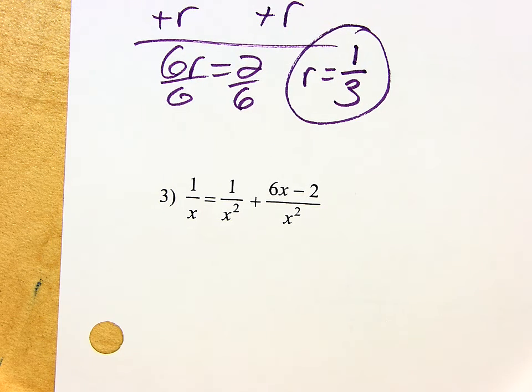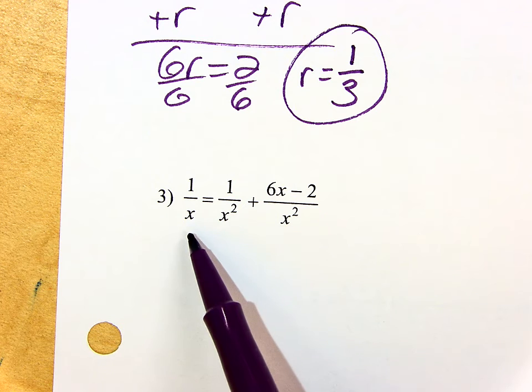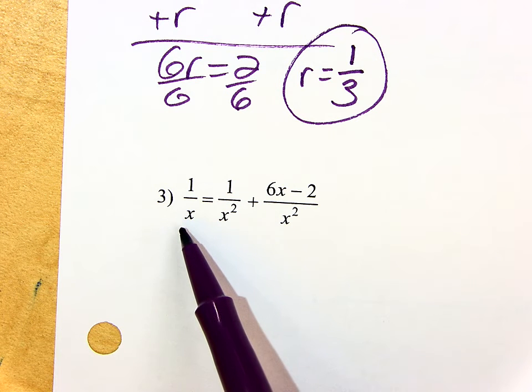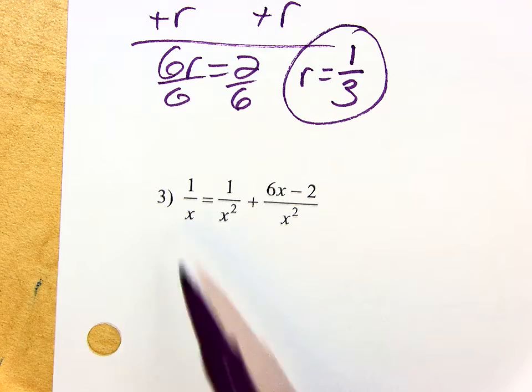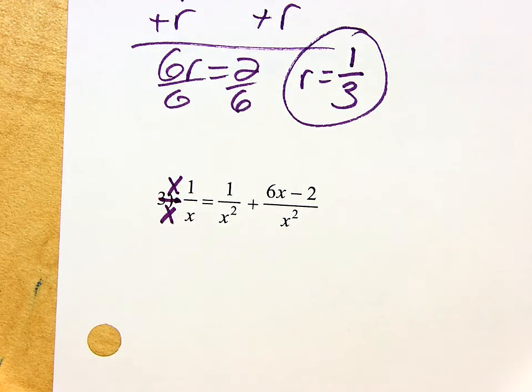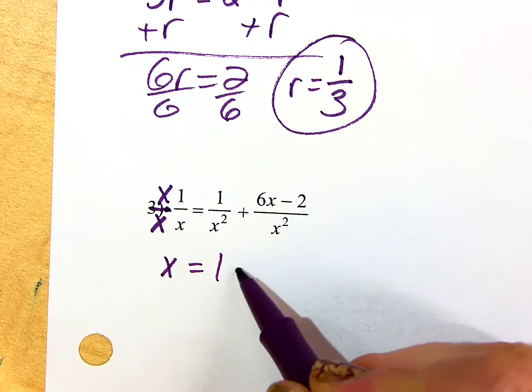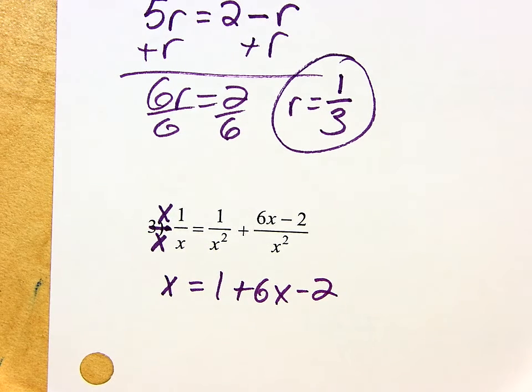So let's jump down to 3. We're off to a good start. I already have 2 denominators the same. They're both x squared. So what would I need to do to get this one on board? Multiply by x over x. Now everybody has the denominator of x squared. So now I get to ignore those denominators, and I'm just going to do x equals 1 plus 6x minus 2. And I just solve it.